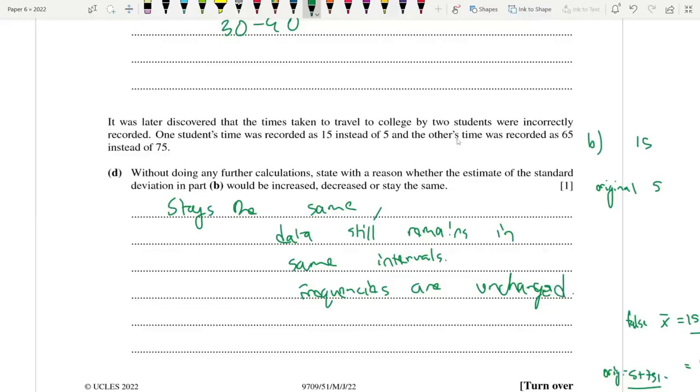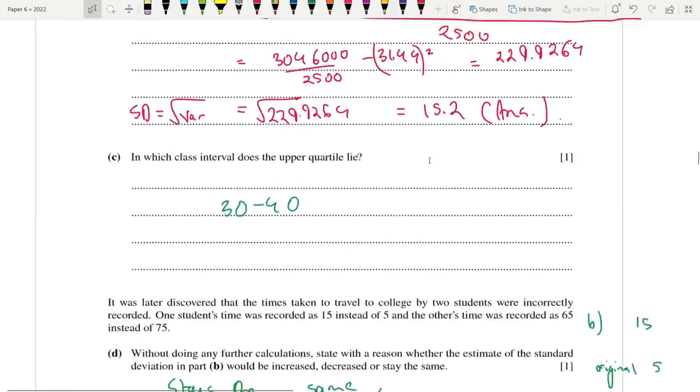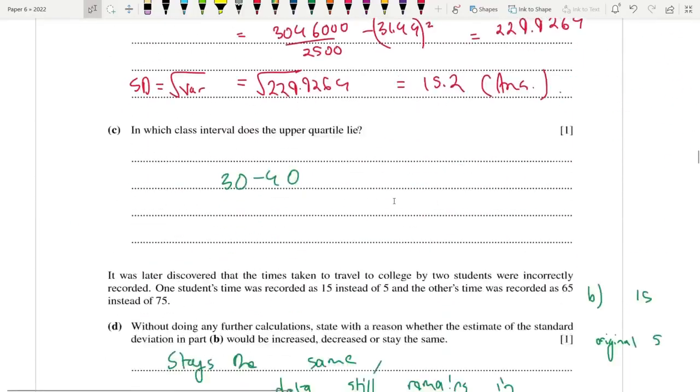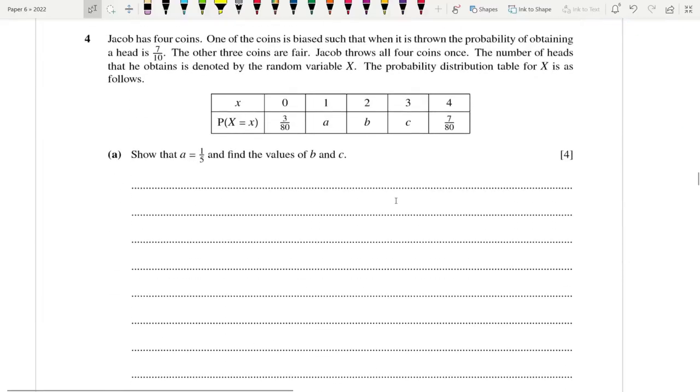Okay, when would it change though? For example, if the original value was 5 but we wrote it as 25, then it would be a different issue, because it's in another class. Moving on to 4.